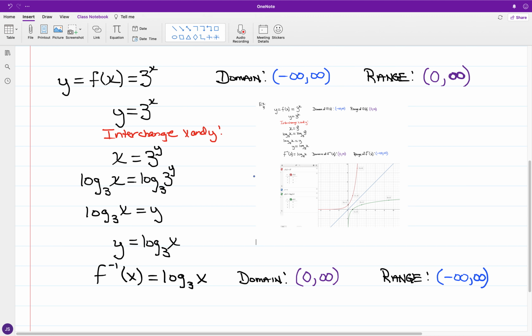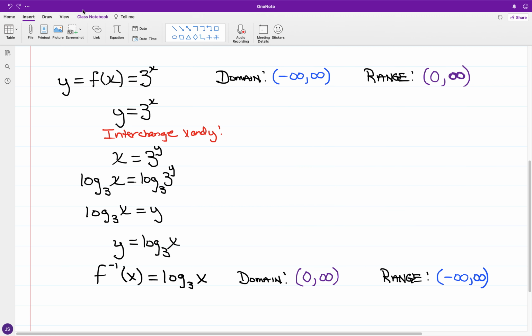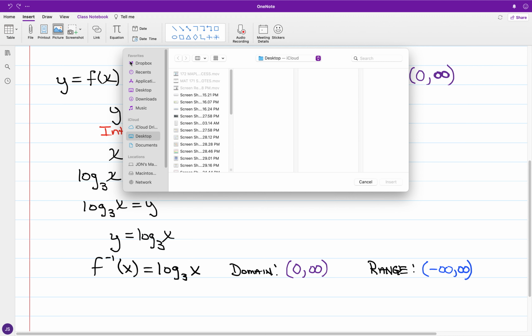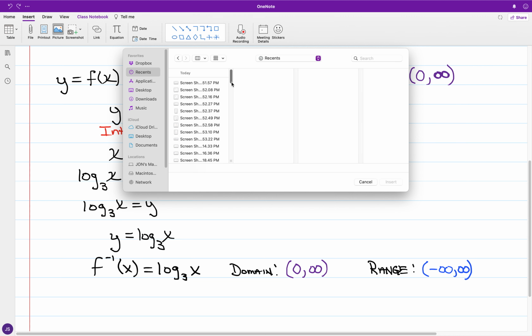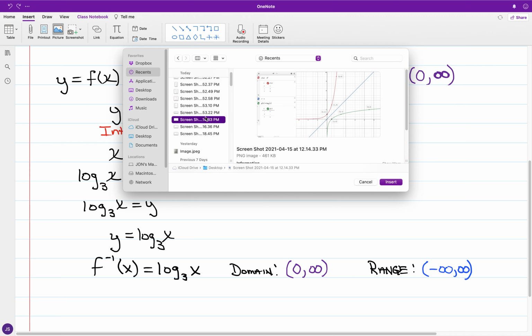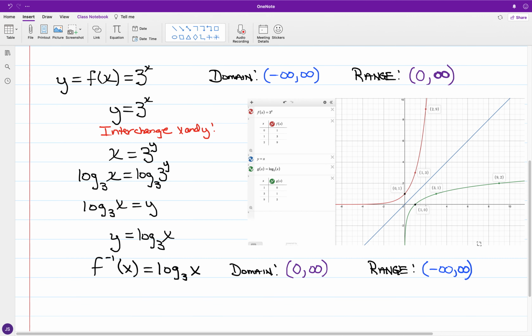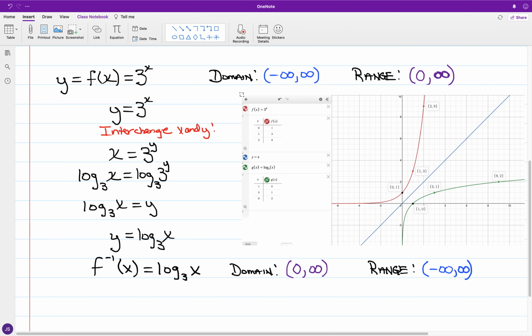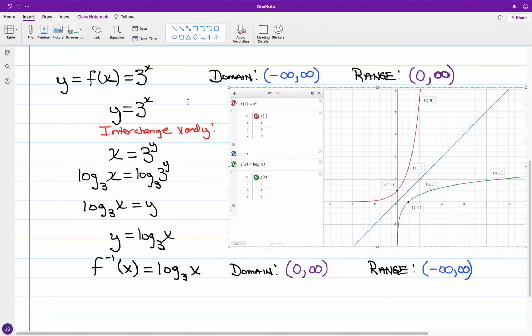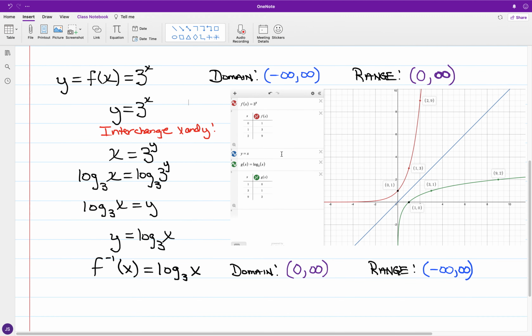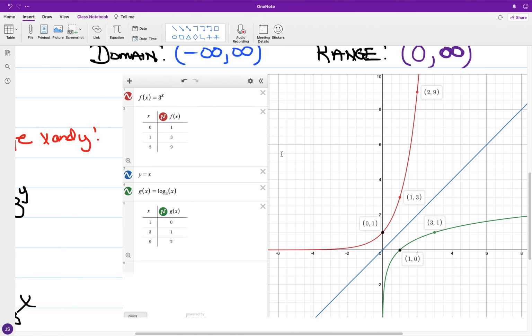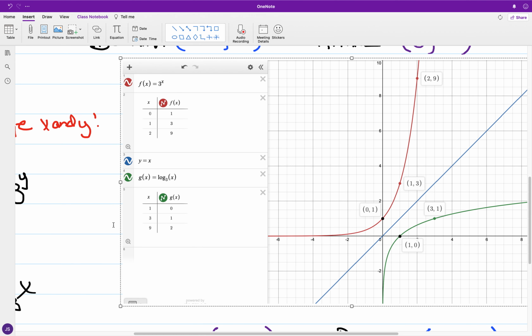Okay, let's see, 3 to the x. I got that one. I want one with just the graph itself. Ah, there we go. Okay, so just looking at what we have, you have f of x is equal to 3 to the x, and so you're going to have this graph in red.